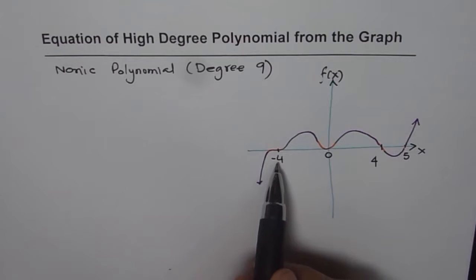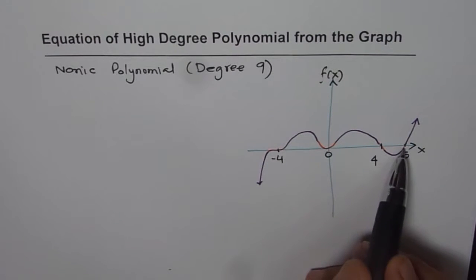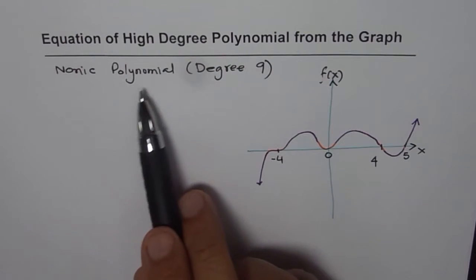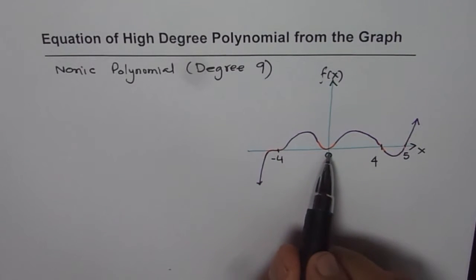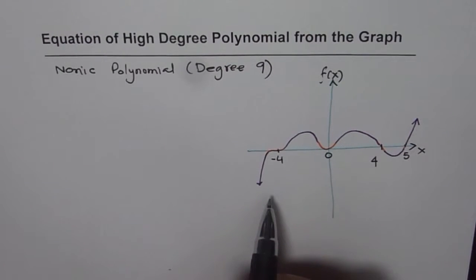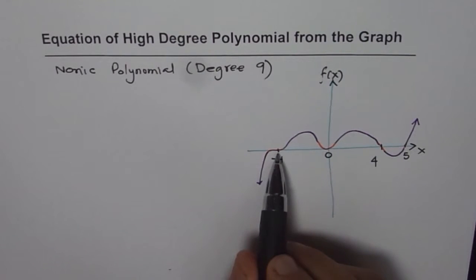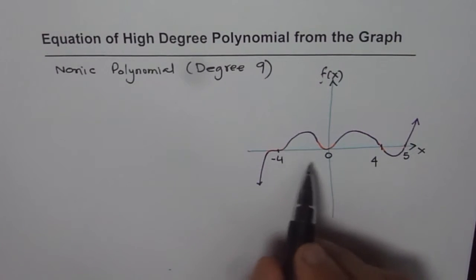Now the first zero is kind of cubic, right? So 3 plus 2 gives us 5, 6, 7. Well, that gives us a degree of only 7. We are looking for a nonic polynomial, degree 9. It means this could actually be of degree 4, correct? Only then we can make it degree 9. We could also do, if we make this as 5, 6, 7, 8, 9, that is also possible, right? So we can write a couple of possible equations for this graph, right?